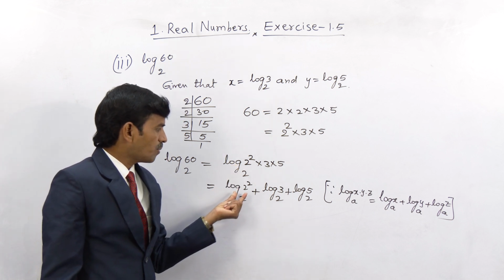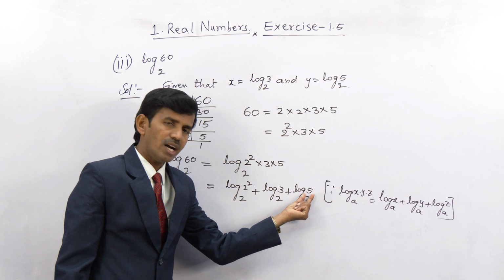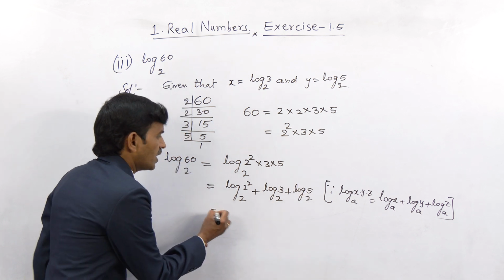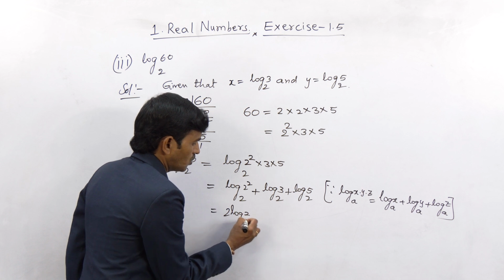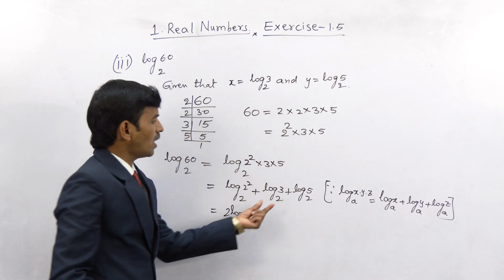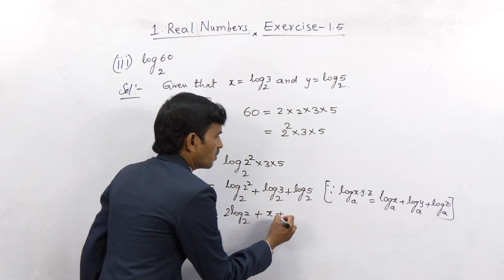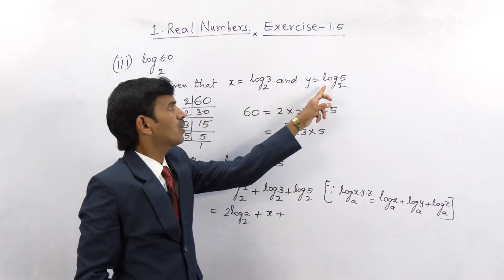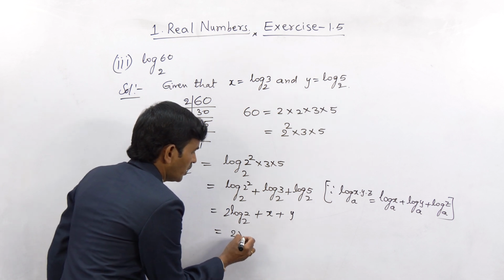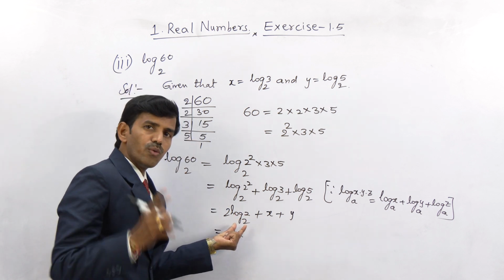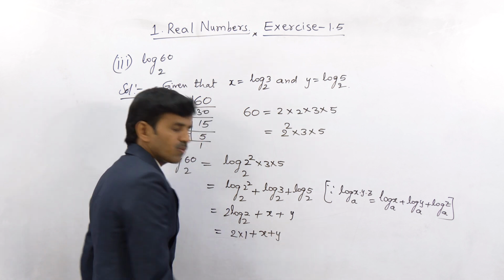Similarly, we have written x as 2, y as 3, and z as 5. So now we can write this as 2 into log 2 to the base 2 plus this value given as x here, plus log 5 to the base 2 can be substituted as y. So which is equal to 2 into log 2 to the base 2, whose value is 1, plus x plus y.